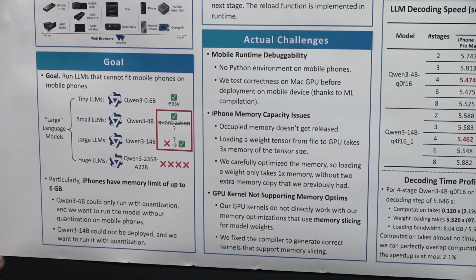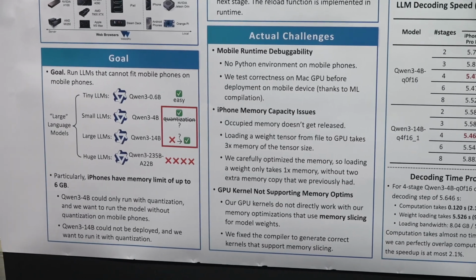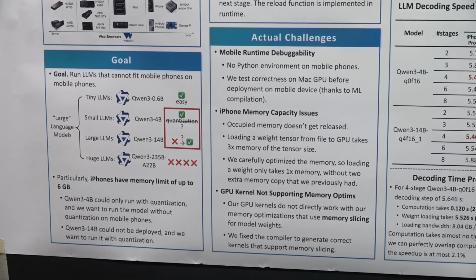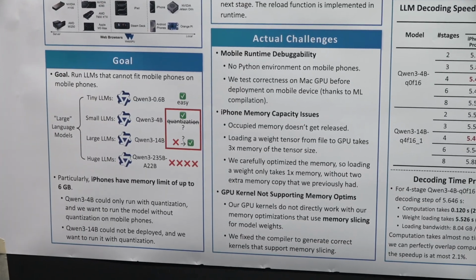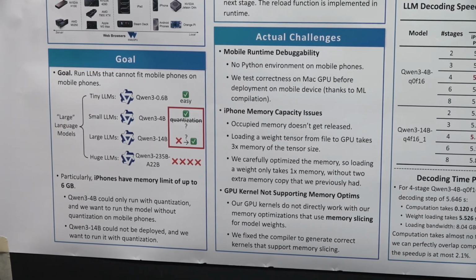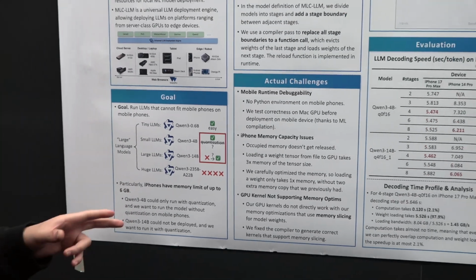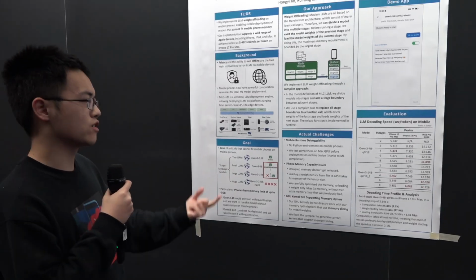The next issue is that in MLC LLM's implementation, the copy of weight from flash storage to GPU memory includes three stages. First, copy from flash storage to CPU memory, then copy from CPU memory to some temporary CPU buffer, and third, copy from that temporary buffer to the GPU buffer. So this is indirect and time-consuming. We did a memory optimization for this.